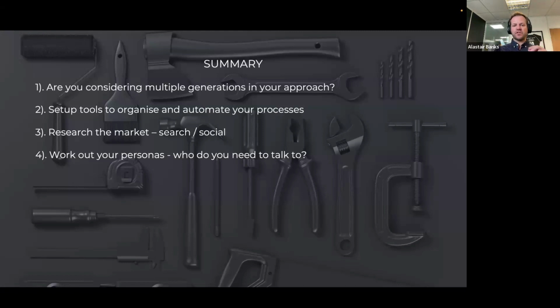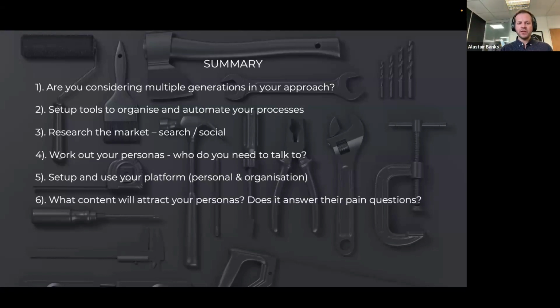Think about those personas. Who do you need to talk to? If you don't do this, you end up talking to everybody or potentially nobody. So having a clear idea of who you're trying to target is really important. Then you can set up your platform, whether it's on the university site or creating your own website. Having somewhere that you can push people back to is really important. Think about when they get there, what type of content is going to attract those people? What is helpful? What's useful? What's educational? Does it answer people's problems, challenges, pains?